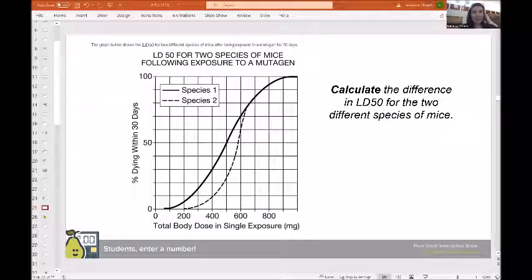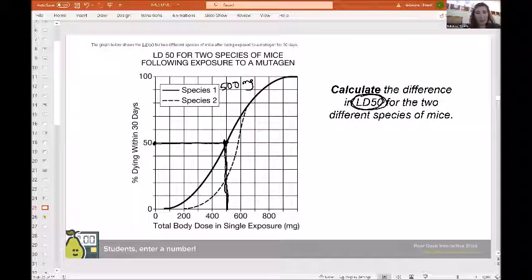All right, I'll give you a little hint here. Remember, when we're looking at LD50, we're looking at this 50% mark, 50% of them dying within 30 days, or affected. If I draw the line over to where it hits the dose response curve for species one, this is where it intercepts. Now I can find the corresponding dosage by looking at my x-axis. So I know that 500 milligrams is the LD50 for species one.